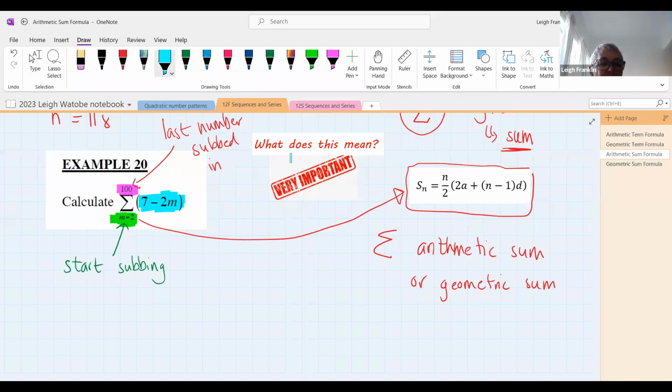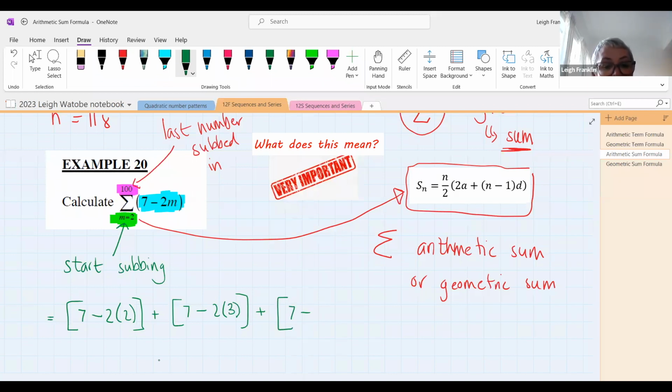So in other words, I can calculate the first term of the series as follows. I'm going to use the rule 7 minus 2, and the first number I need to sub in is 2. This represents the first term of my series. The second term is represented by 7 minus 2 times the next number up, which would be 3. The third term would be calculated by 7 minus 2 times the next number up, which would be 4.